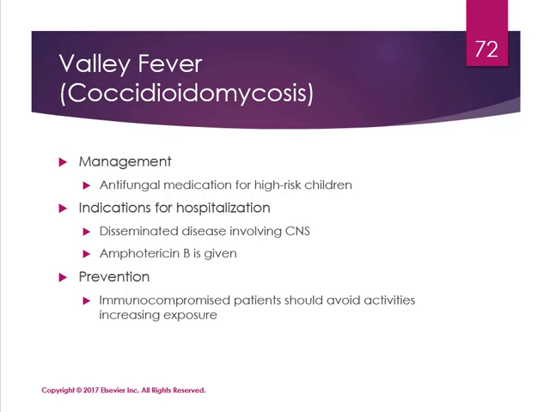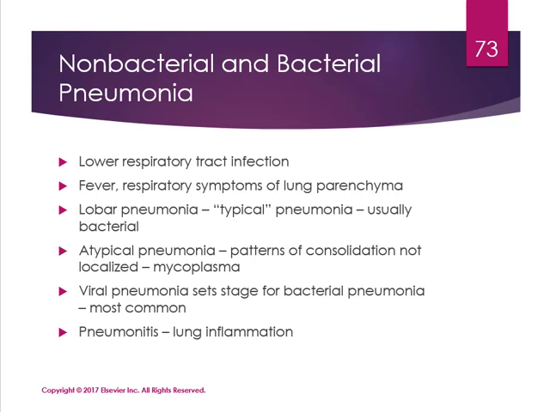Management includes antifungal medications for high-risk kids. Indications for hospitalization would be those kids that there's concern that there's disseminated disease involving the CNS that's not responding to oral fluconazole and may require IV amphotericin B, and also if the patient has severe pulmonary involvement or low O2 levels. Prevention is most important in immunocompromised little ones, and they should avoid activities that might expose them to aerosolized spores in certain parts of the world: the Southwest U.S., Mexico, Central America, and South America.